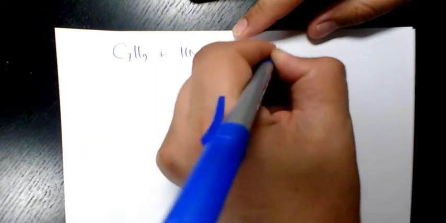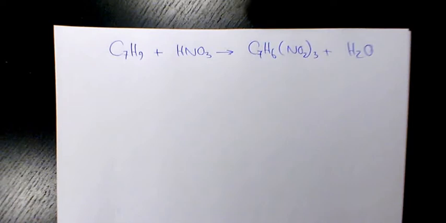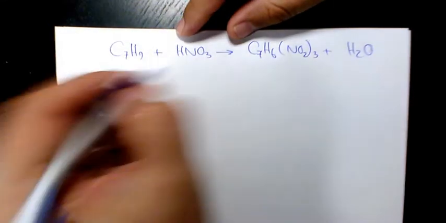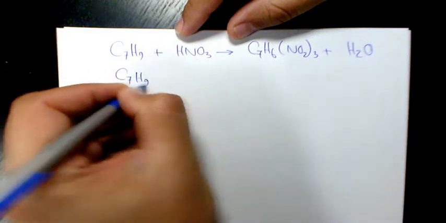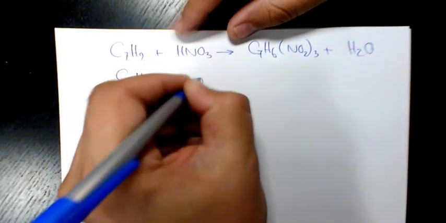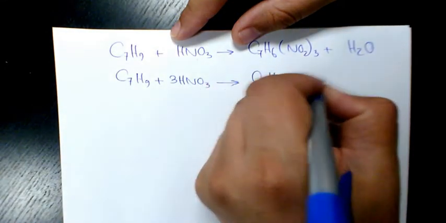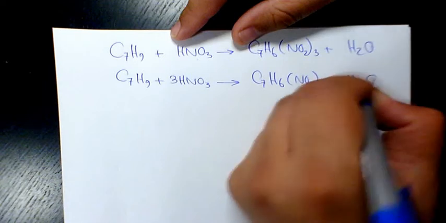Next one. C7H9 plus HNO3 gives us C7H6 (NO2)3 plus H2O. So now nitrate, we have 1 in here and 3 in here, so I need to put 3 in here. C7H9 plus 3HNO3 gives us C7H6(NO2)3 plus H2O.